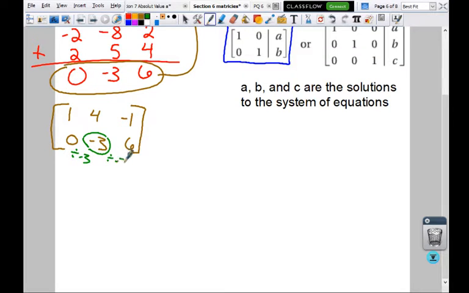And when I divide by negative 3, I need to divide everything by negative 3. After I do it, it's going to replace my entire bottom row. So my top row is going to stay 1, 4, negative 1. My bottom row is now going to be 0, negative 3 divided by negative 3 is a positive 1, and 6 divided by negative 3 is a negative 2.